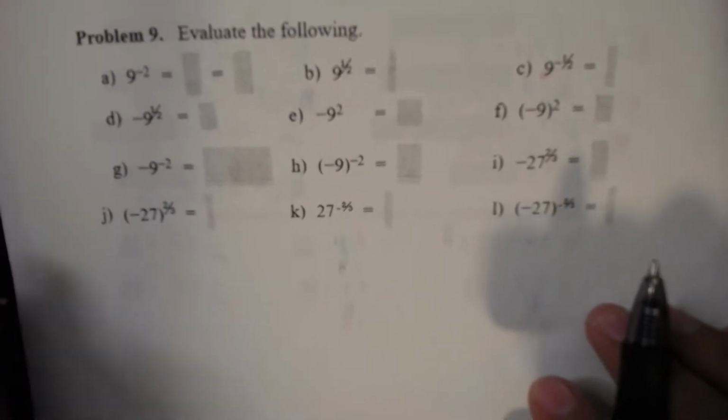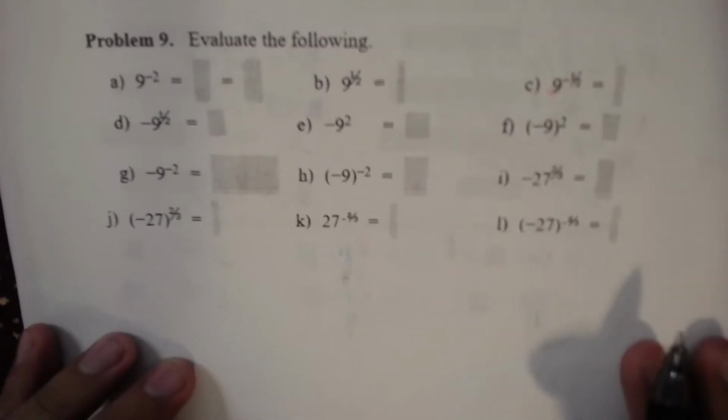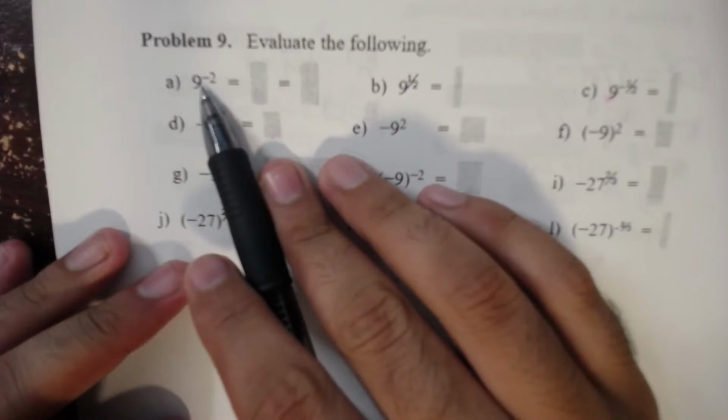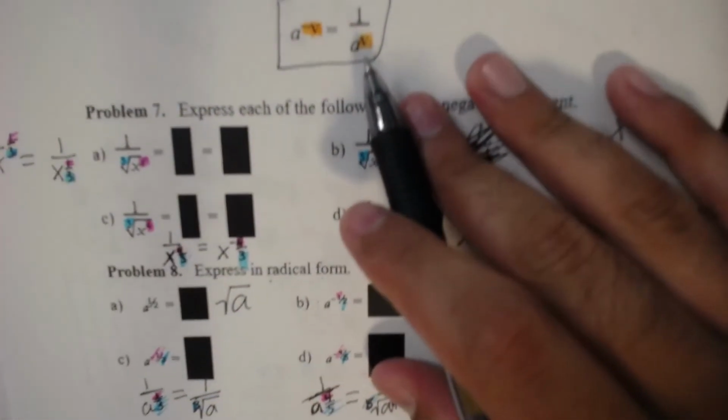Now we're going to be doing these problems. Number 9, evaluate the following. Okay. We are doing negative exponents and also positive exponents. Usually you don't write negative exponents, you usually write it as a positive. First we're going to be using a lot of rules at once.